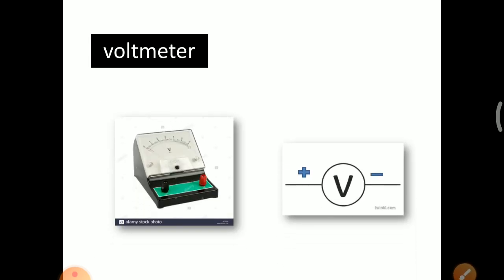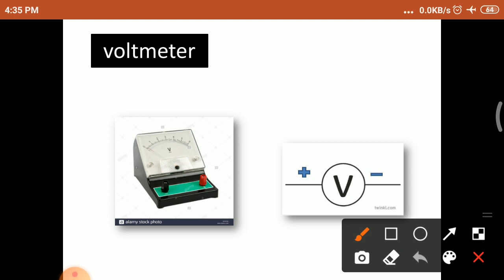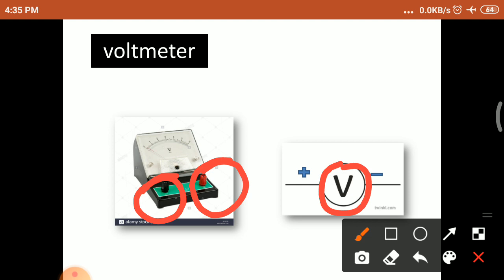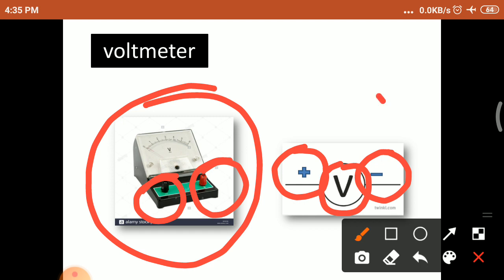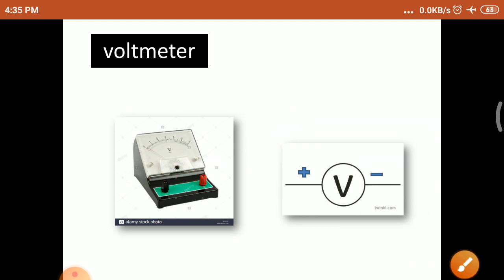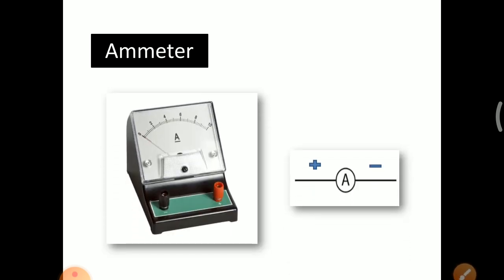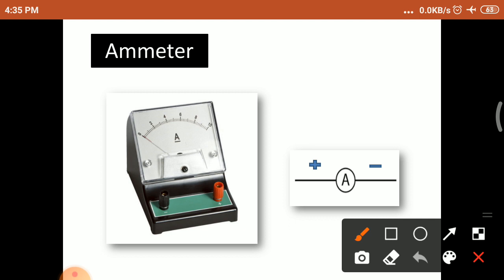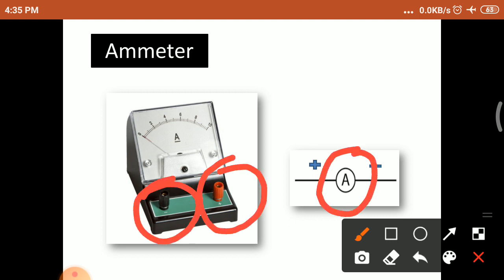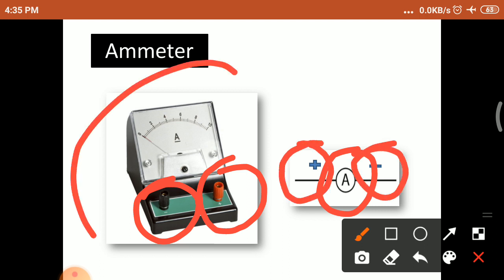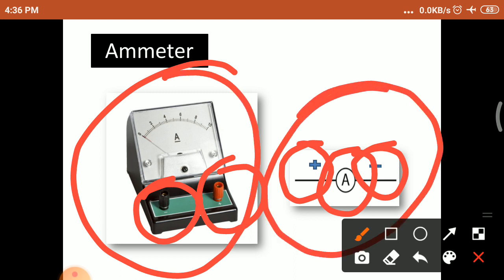The next one, voltmeter. It has two terminals, positive and also negative. So you have to represent positive and negative. This is a component of voltmeter. This is a symbol of voltmeter. The next one, ammeter. The ammeter is represented by the letter A, and it also has two terminals, negative and positive. So I have written positive and negative. This is a component of ammeter. This is a symbol.